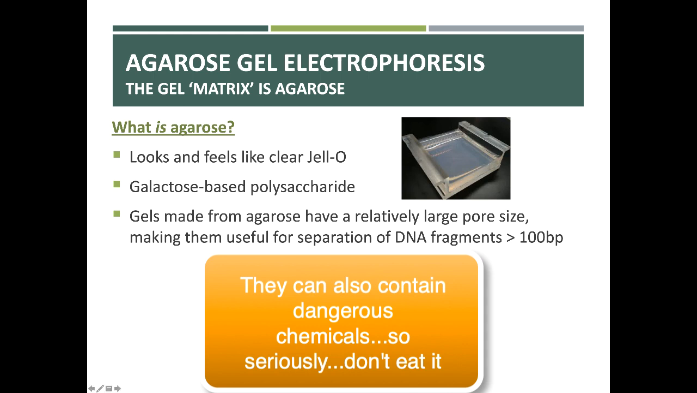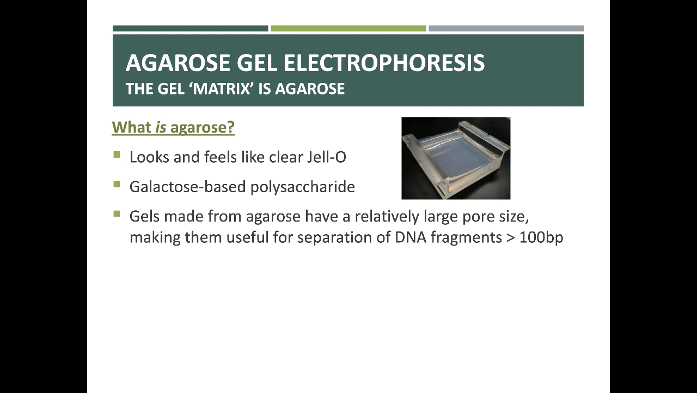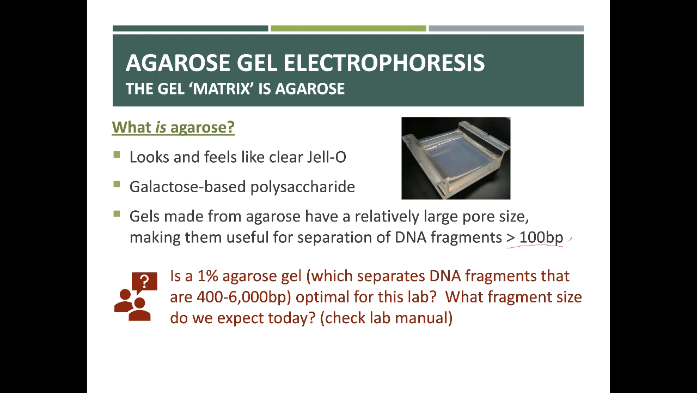Agarose is a galactose-based polysaccharide. These agarose gels have a relatively large pore size, and this means that it's pretty good at separating DNA that's greater than 100 base pairs. Now, how well the gel separates fragments of DNA really depends upon the percentage of the gel. So in a 1% gel, which is a very standard percentage for gels, it is fairly reliable at separating out DNA fragments that are between 400 and 6,000 base pairs.